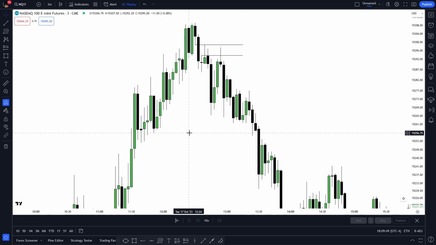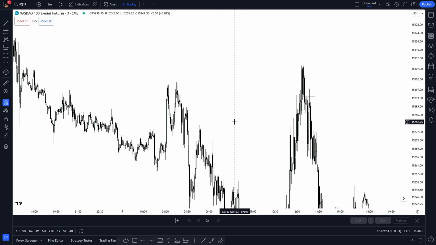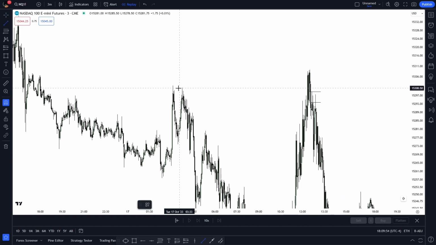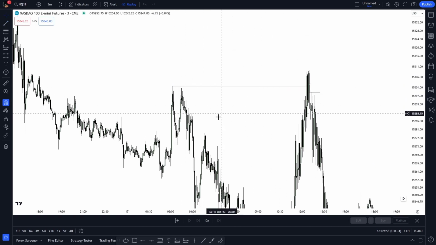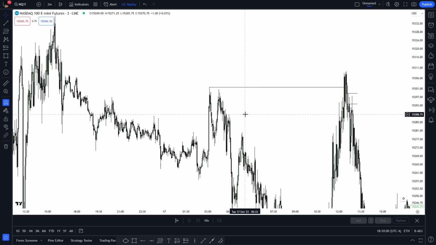But as a lot of ICT traders do, they would look at this as a liquidity sweep. We took out these highs. You cannot just trade a fair value gap alone. You need to apply it to a model or a strategy or something.